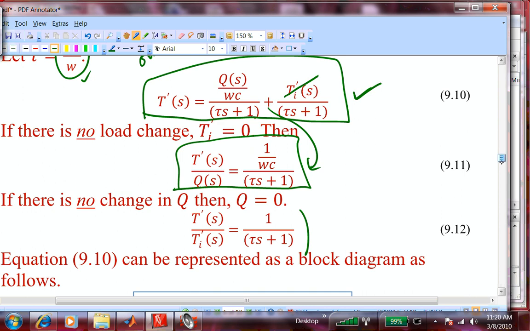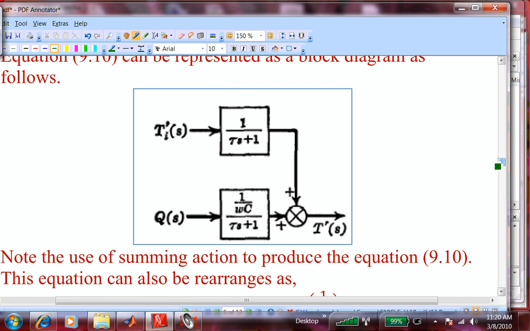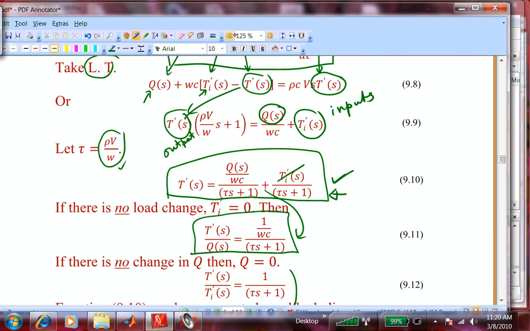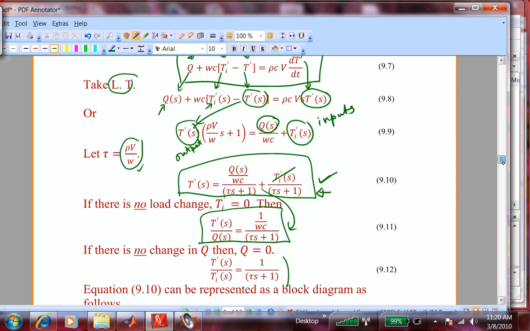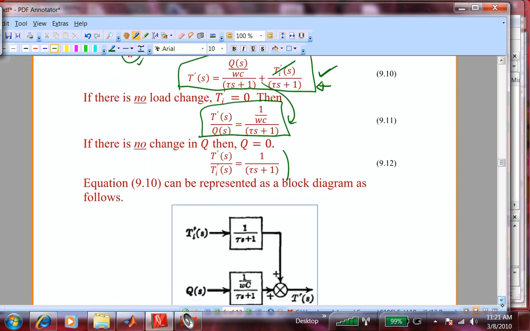Now the question is, how am I going to represent this in terms of a block diagram? Okay? There are a couple of ways of doing that. I'll show you and let you tell me whether it makes sense. What have I done here? I'm representing that particular equation. You need to see both of them at the same time. Can you see both of them at the same time? Okay, so the very top equation can be represented in a block diagram like this.